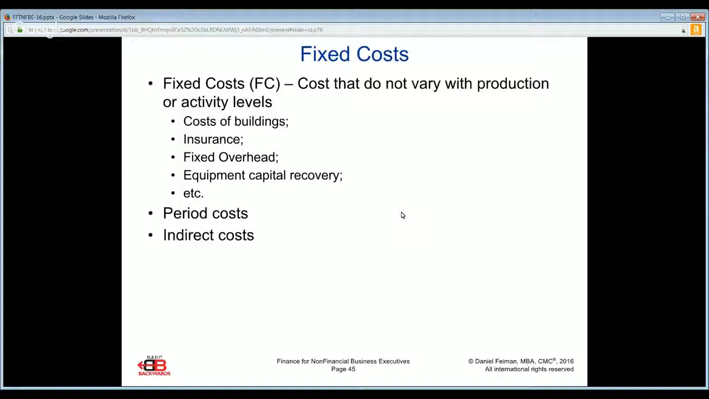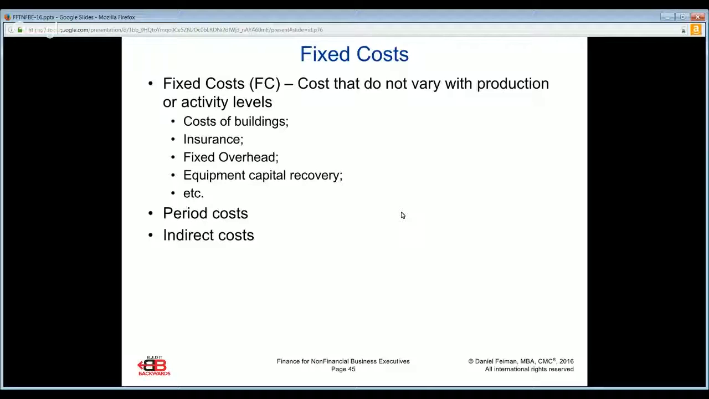So insurance frequently is for a given period, like a year. Salaries, overhead expenses. These costs are generally fixed for a period of time, most commonly a year, and then there'll be some adjustment for a subsequent period. So whether our production goes up or down does not impact our fixed costs. And these are also called period costs because they relate to a period of time rather than a volume, or indirect costs because they do not go into the product or service directly.